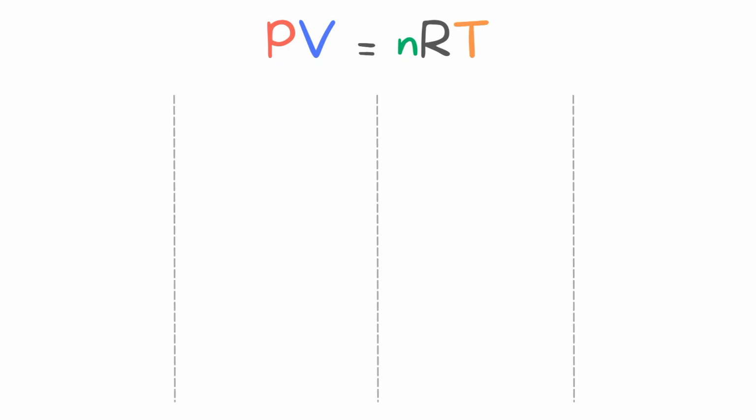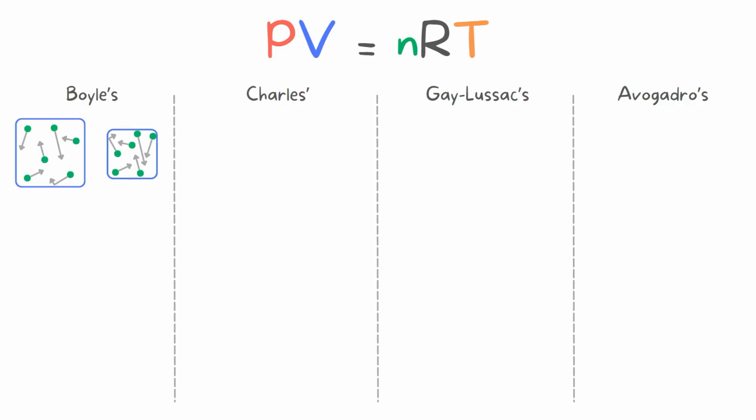So today we're going to use this equation to build four other gas laws: Boyle's law, Charles' law, Gay-Lussac's law, and Avogadro's law. Let's start with the relationship between pressure and volume. Imagine you have a container filled with a certain quantity of gas, and that quantity of gas will not change. We also will keep it at a constant temperature.